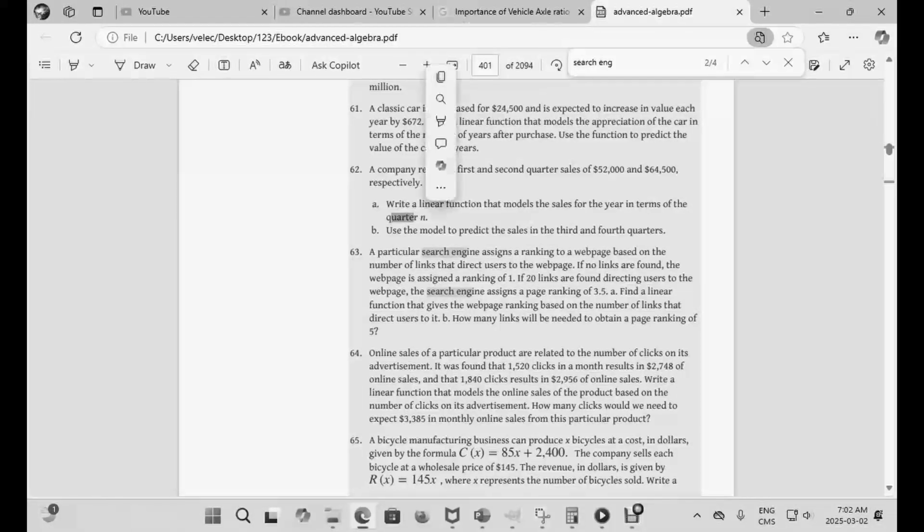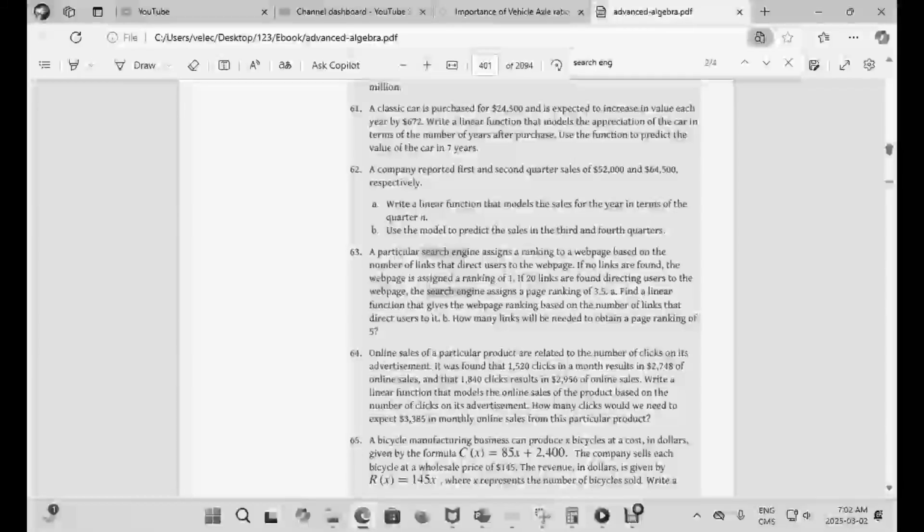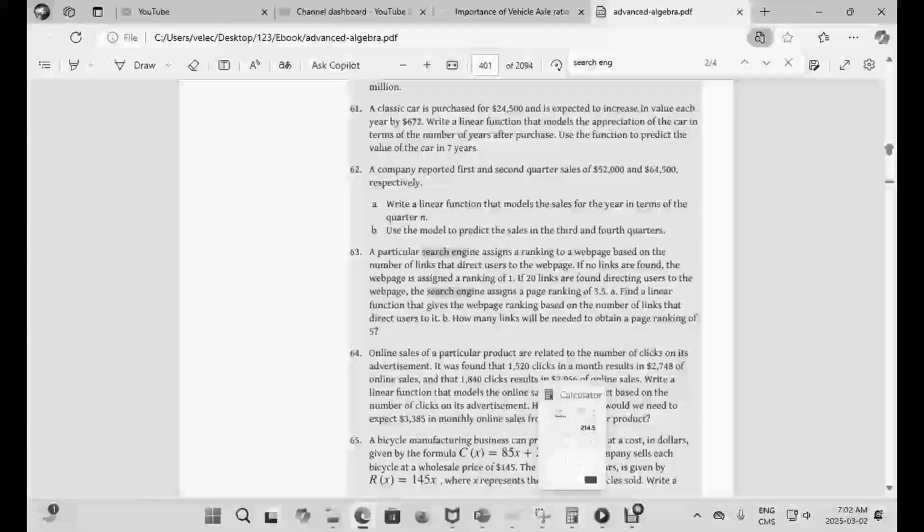So n represents the quarter, and you've got 4 quarters in a year. A quarter is made up of 3 months, so 4 quarters of 3 months each make up a year. We know in the first quarter the sales were 52,000, and in the second quarter, the sales were 64,500.